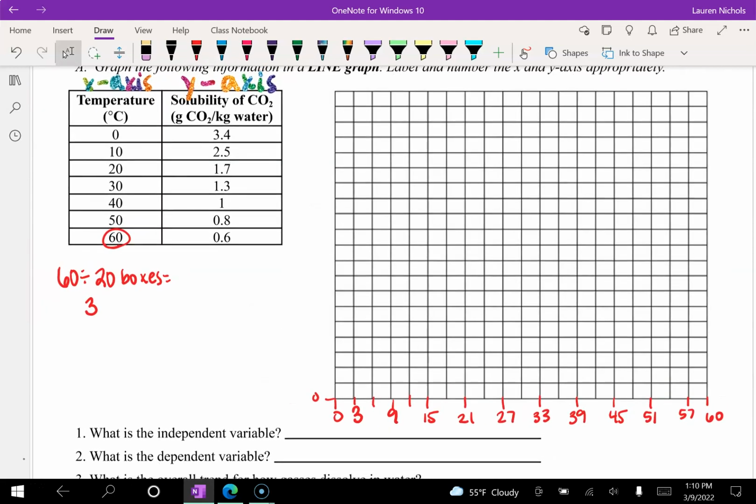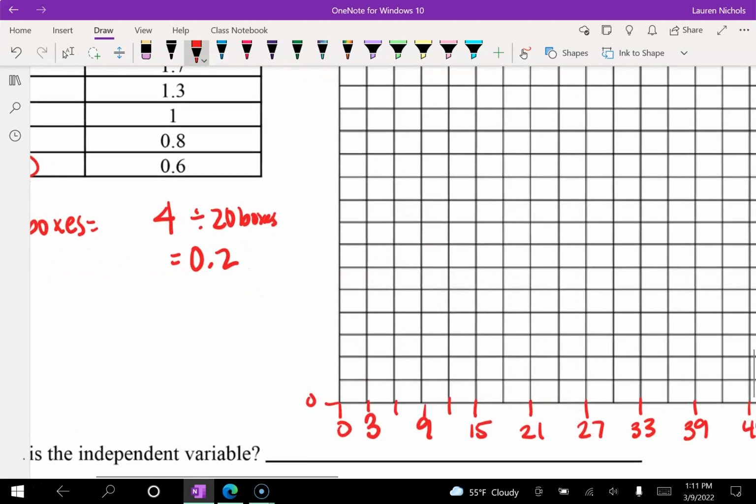Now our scale for our y-axis, the biggest number is 3.4. That's not an easy number to use like 60 was. So one thing that you can do is notice that the largest place is the ones place. So instead of having 3.4, we could round to 4. And so if we say, okay, 4 divided by 20 boxes, okay, that gives us 0.2. And so that means we can increase by 0.2.